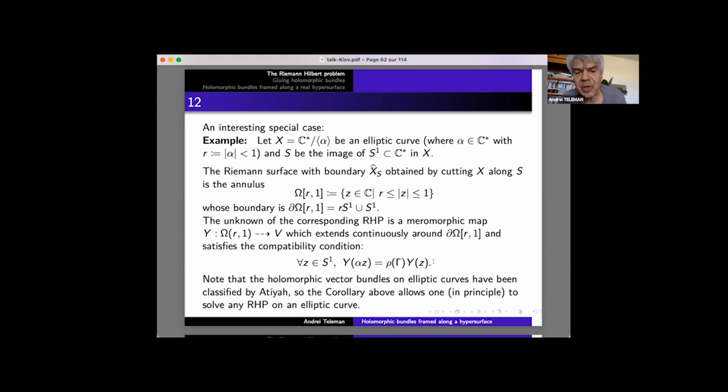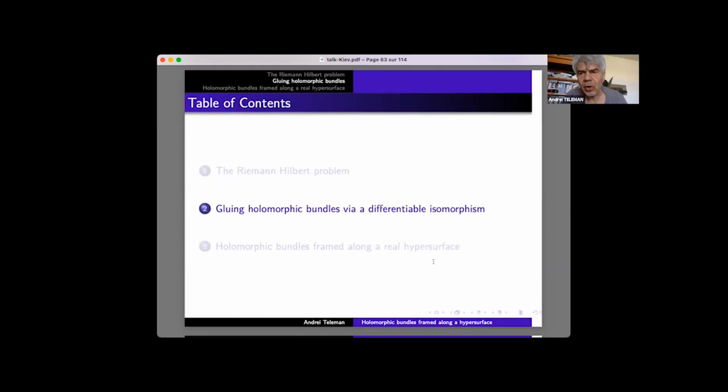So we know what are the possible sheaves of this type, what can be this sheaf V gamma. We have only a finite number of possibilities. Okay, then I explain what are the theorems which I use to obtain these results.